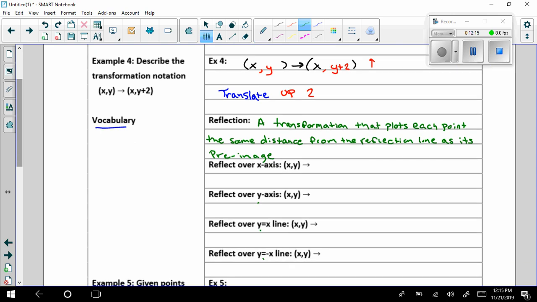Okay. So because we're dealing with coordinate geometry for right now, we're going to reflect over the x-axis, the y-axis, the y equals x line, which is this line that runs right here. And then the y equals negative x line, which is the line that goes right here. So 0 y-intercept, oops.